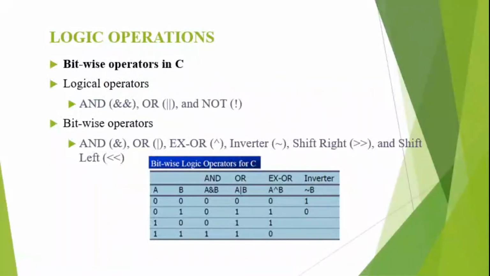Next topic is logic operations. In that we have logical operators, that is AND, OR and NOT, and bitwise operators: bitwise AND, bitwise OR, XOR, inverter, shift right and shift left. So we can see the table where the AND operation, OR operation and XOR operation for the two input bits A and B is shown, and the inverter operation for bit B is shown.